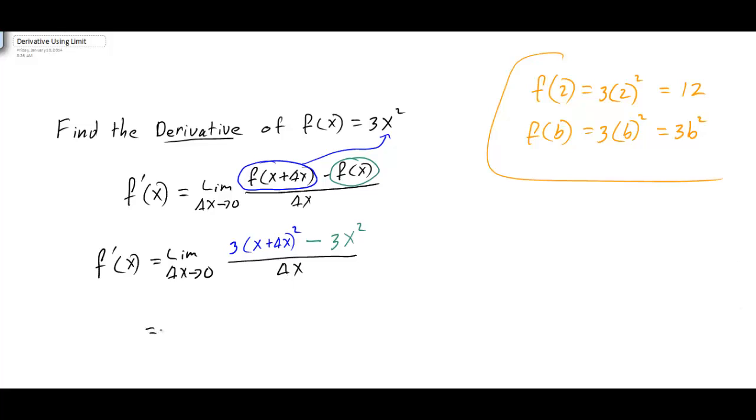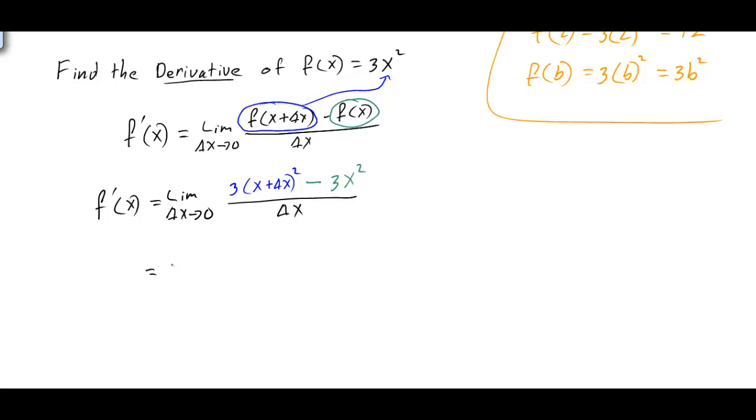So now, how do we evaluate this? Well, we simply cannot use direct substitution, because if we try to find the limit by direct substitution, we get 0 in the denominator. So the goal here to evaluate this limit is to somehow cancel the delta x off the bottom. So we're simply going to simplify this expression, and the first step is we need to square x plus delta x. Remember, to square this, you actually have to FOIL this out. So you're going to get x squared plus 2x delta x plus delta x squared, minus 3x squared, all over delta x.